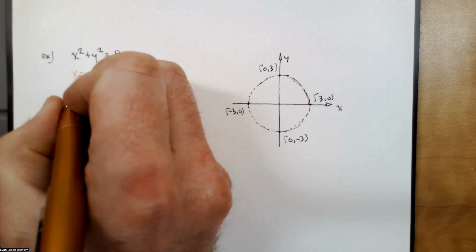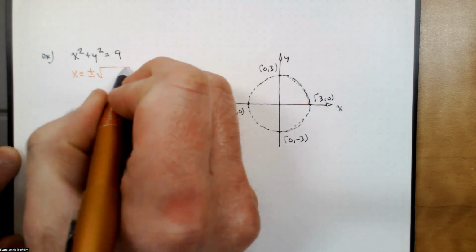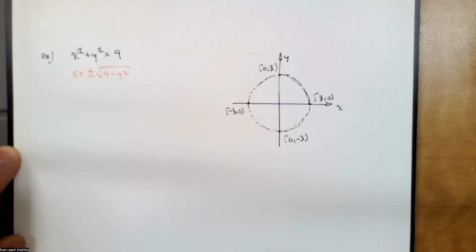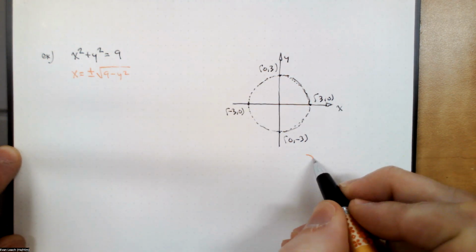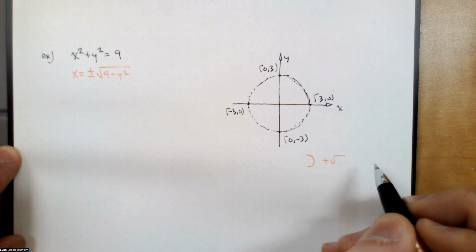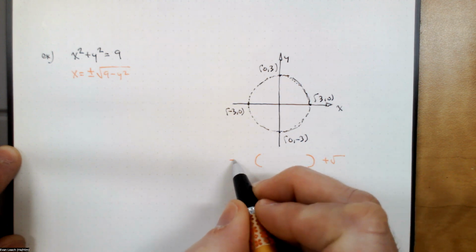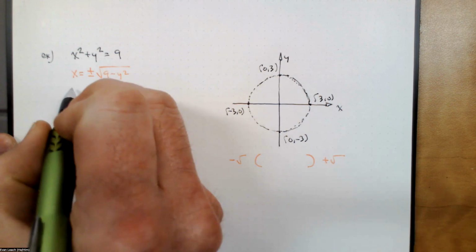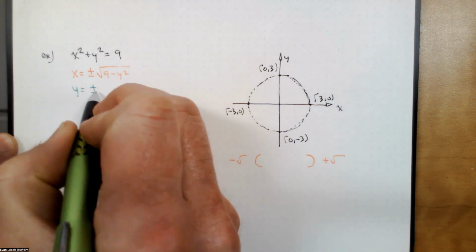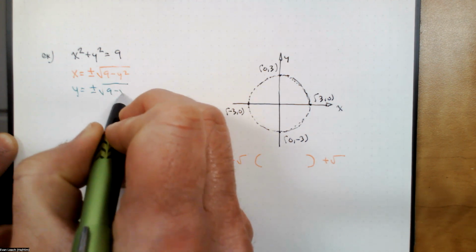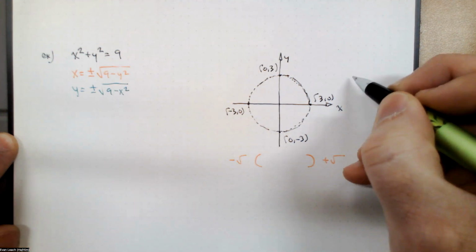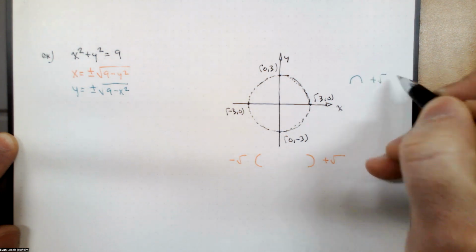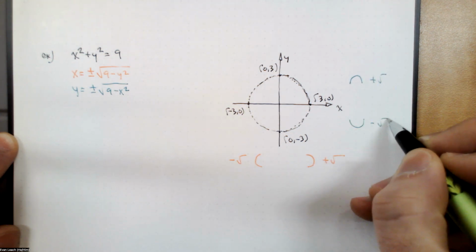So we can solve for x and say x equals plus or minus the square root of 9 minus y squared, where the right half is the plus square root and the left half is the minus square root. We can also solve this for y and get the top and the bottom. With all the symmetry, it makes everything look the same. So the top half is the plus square root, and the bottom half is the minus square root.